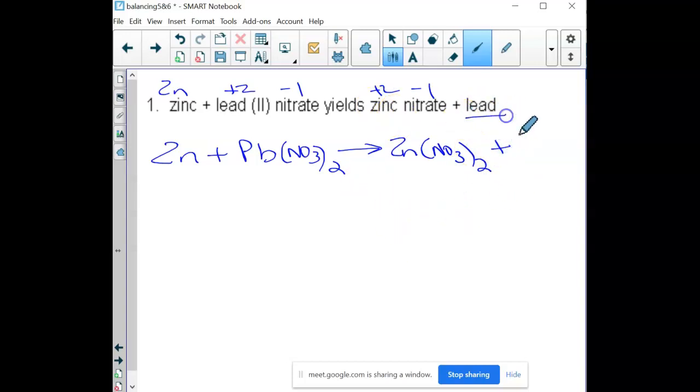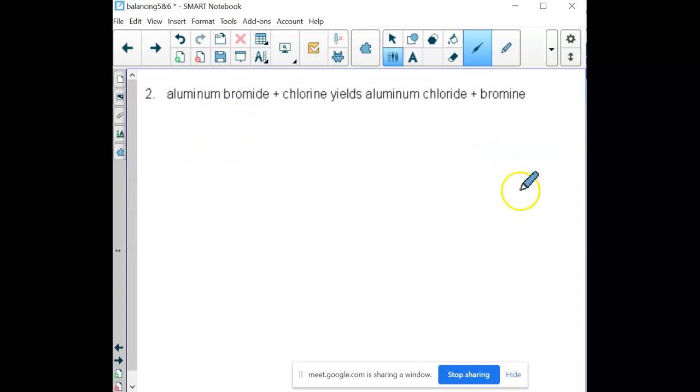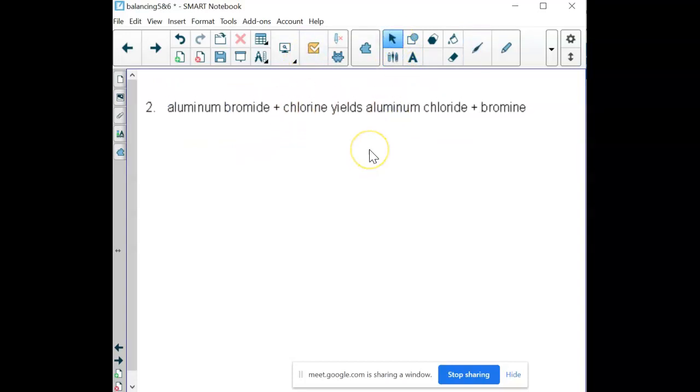Plus lead. Lead's a word by itself. I have to consider Brinkelhoff if I have something all by itself, which I do in this case of lead. And lead is not a Brinkelhoff, so I will not give it a 2. I have to keep it a 1 if it's not one of my 7. So now you're going to take a moment to either tell me it's balanced or balance it.